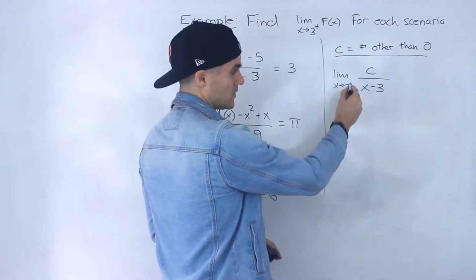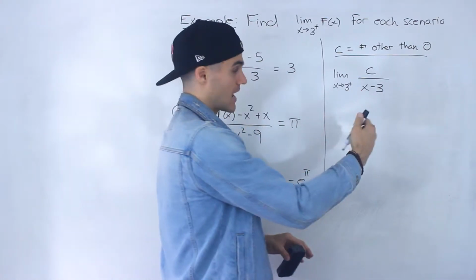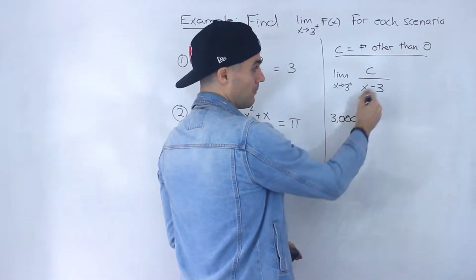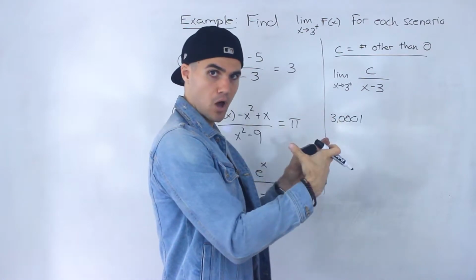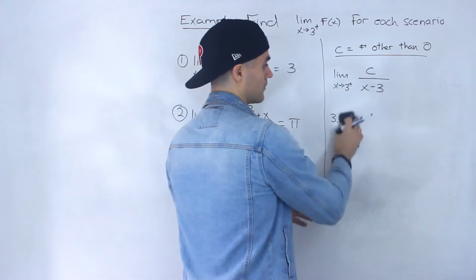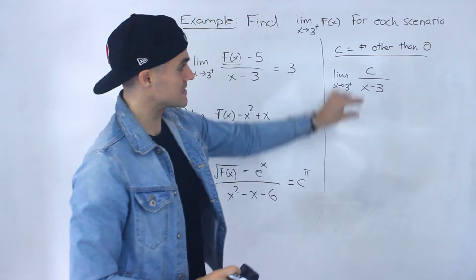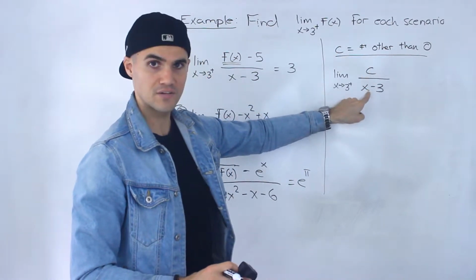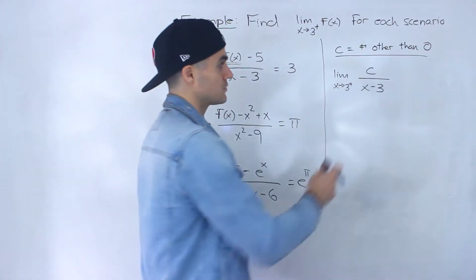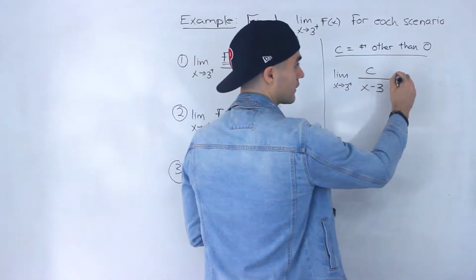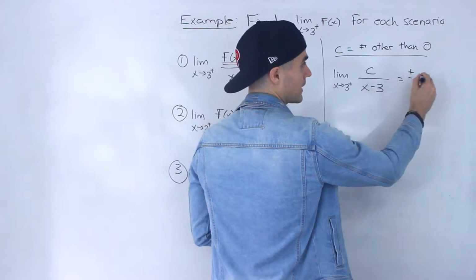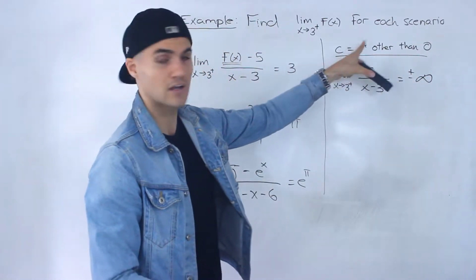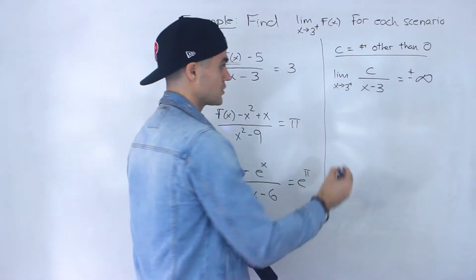Well, notice as we approach 3 from the positive side, we're going to have like, let's say 3.0001 minus 3, which is going to give us a very small positive number. And so what we're going to have is some kind of constant up here, other than 0, over a very, very small positive number. So depending on if this constant is positive or negative, this limit would approach plus or minus infinity, if this constant is something other than 0. And so you could plug in any constant.